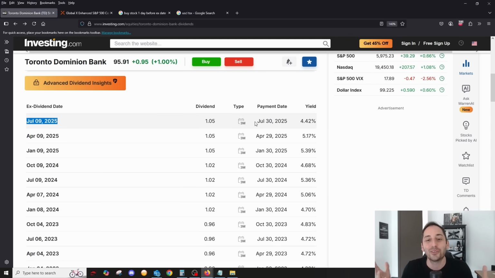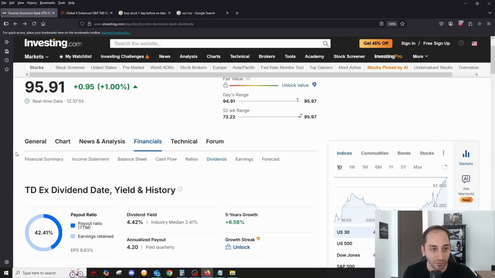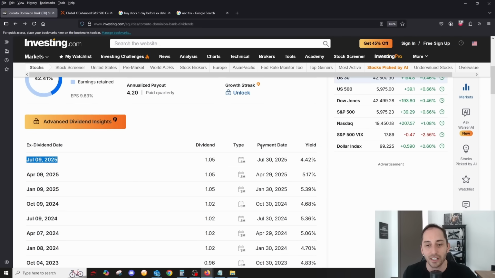2025. So it's very easy to understand what the payment date is, that's the day that you're actually getting paid, everyone. It's very, very easy, right? So if you own TD stock, you're going to get $1.05 per share, right? So if you own one share, you're getting $1.05. If you own 10 shares, you multiply that by 10, etc. You're getting paid on July 30th, 2025.